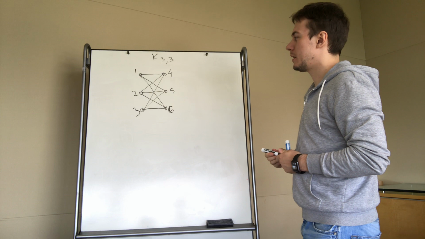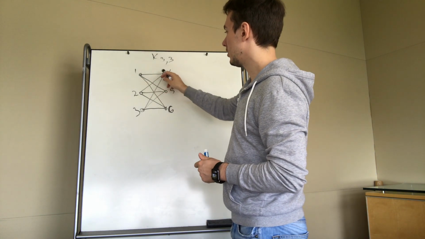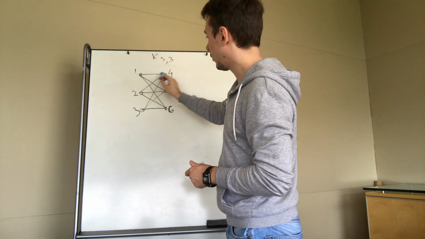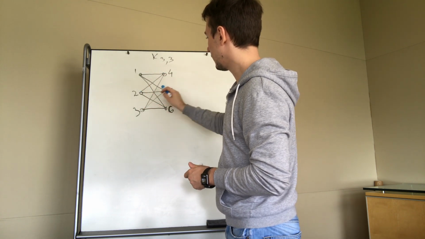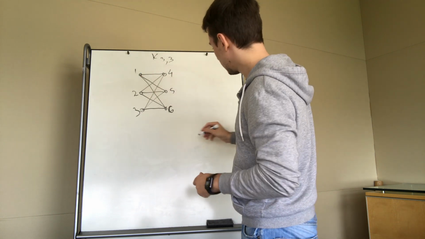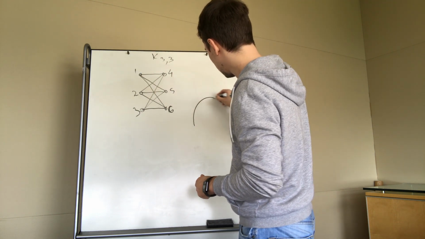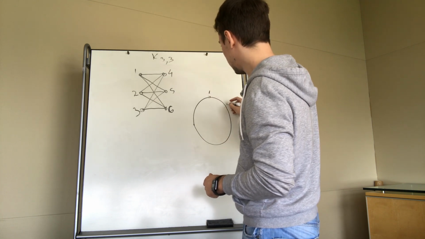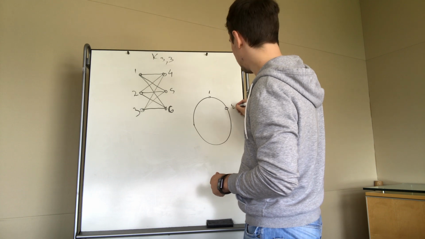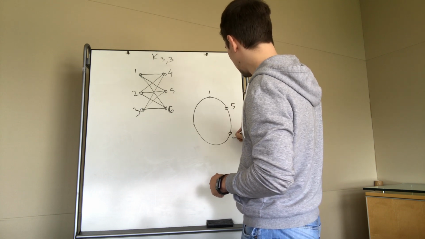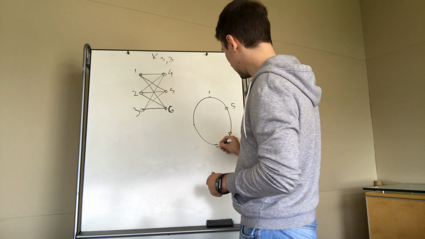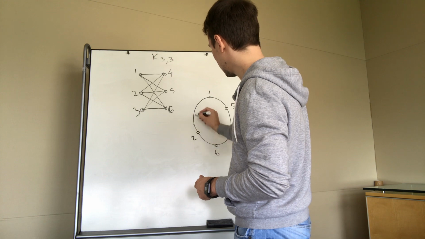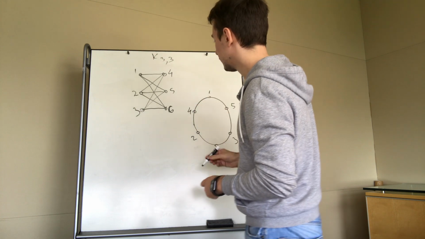Let's choose any circle in this graph. We can choose 1, 4, 2, 6, 3, 5, 1. One, 5, 3, 6, 2, 4, 1.